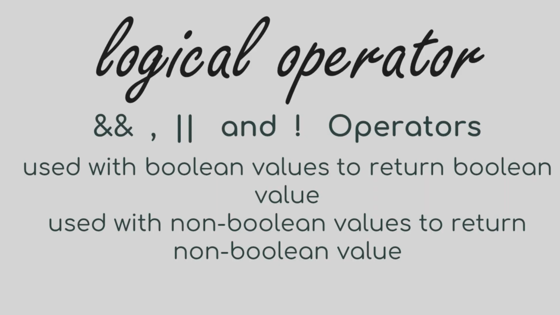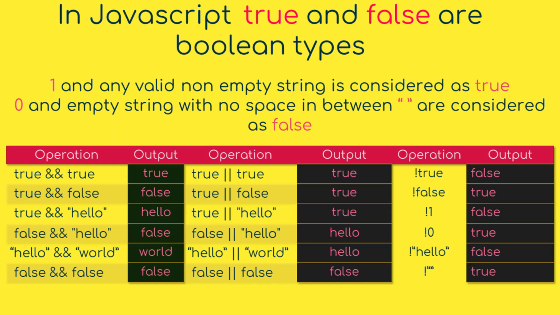Logical operators are double ampersand, double pipe and not operator. They can be used with Boolean values to return Boolean value and used with non-Boolean values to return non-Boolean value. Let's see some examples for logical operators. In JavaScript, true and false are Boolean types. Number 1 or any non-empty string is considered as true and the number 0 or any empty string is considered as false. Given here are the list of logical operations that can be performed on Boolean values.